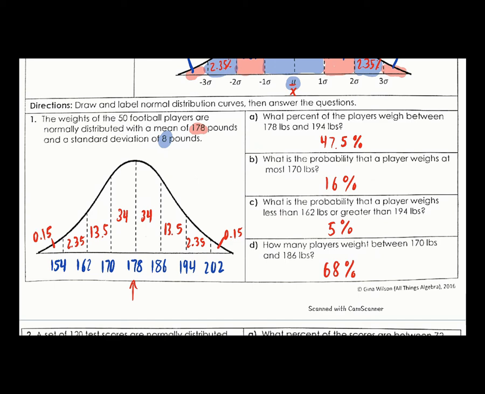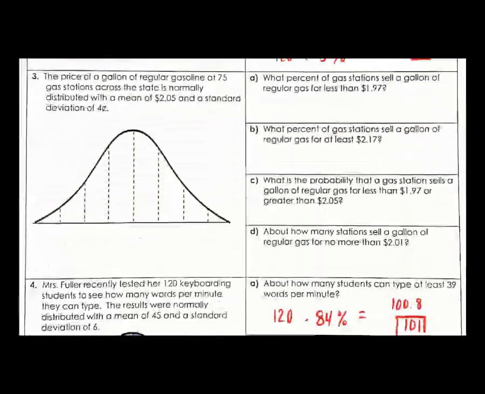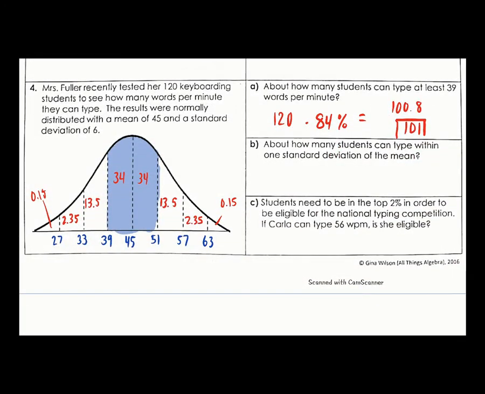But look at D. How many players weigh between 170 and 186? Well, it's 68%, but it's 68% of 50 players. So type in your calculator 50 times 0.68. Remember, we're just changing 68% to a decimal, and that gives us a total of 34 players. So I apologize for that. I didn't realize until just now that that's what it was asking.